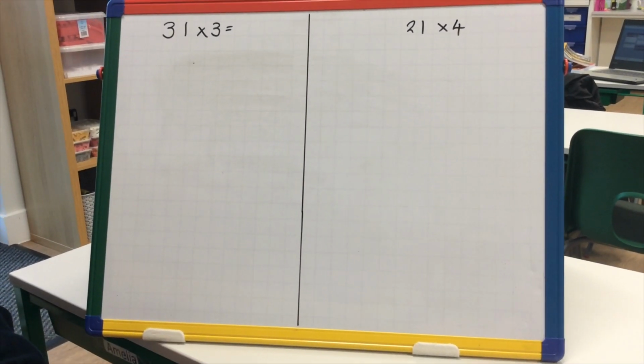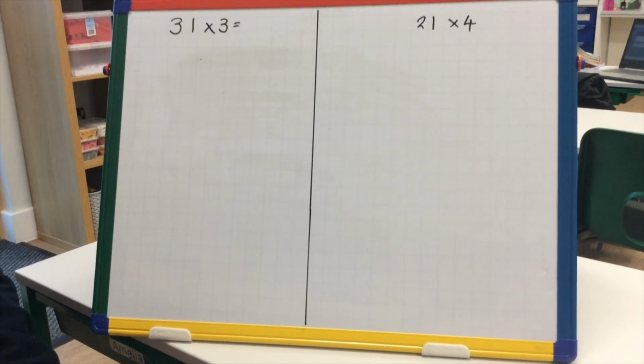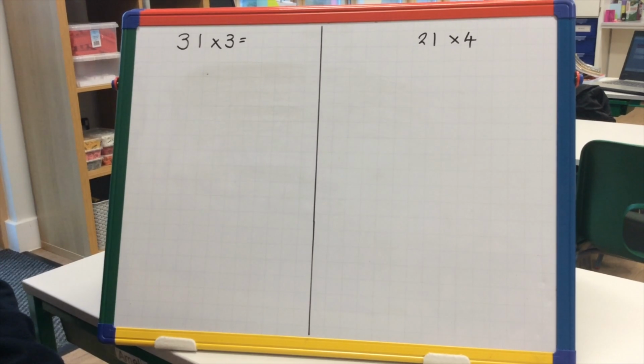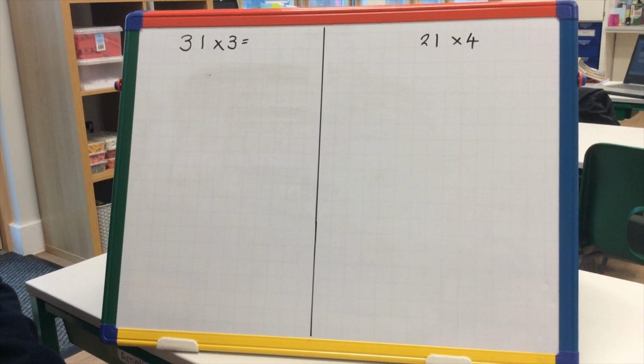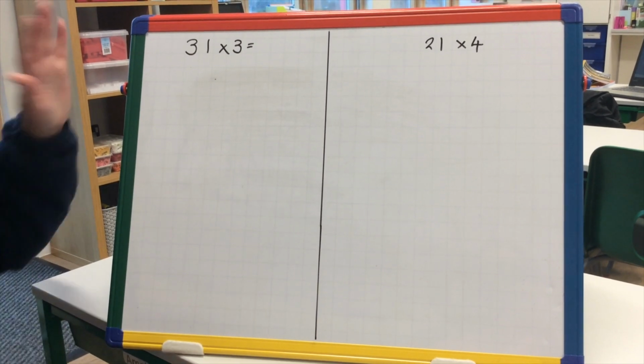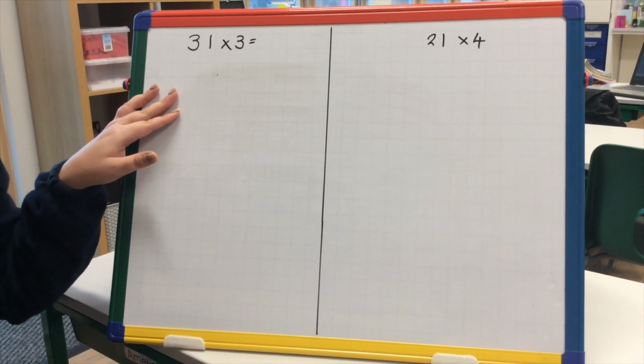Okay guys, so here is a demonstration to show you how to multiply a 2-digit number by a 1-digit number. This is going to help you answer your questions later on. So we're starting with 31 multiplied by 3.